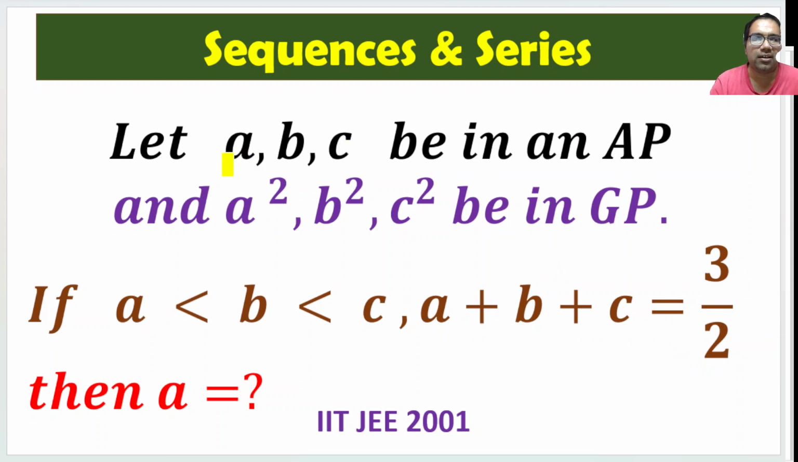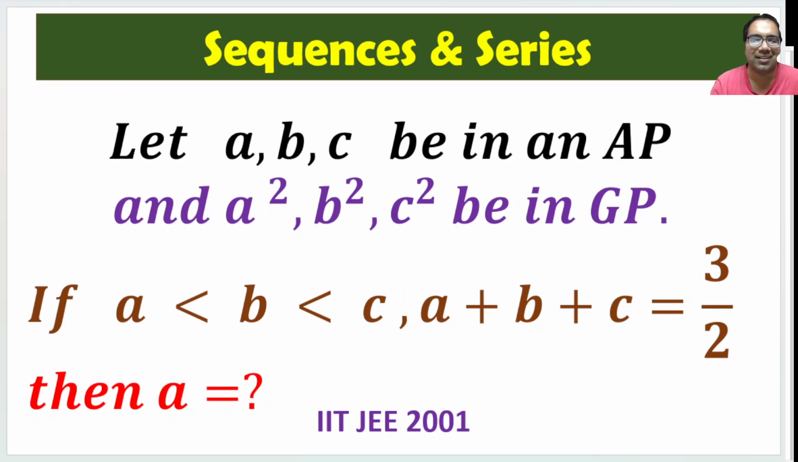If A, B, C are in arithmetic progression, what does that mean? Automatically, B is the average of all three, right? B equals A plus C by 2, or the sum of these three numbers divided by 3. B is at the center of A and C. That means the sum of these three numbers should be equal to 3B, right? A plus B plus C equals 3 by 2, and A plus B plus C is 3B. So B is half.